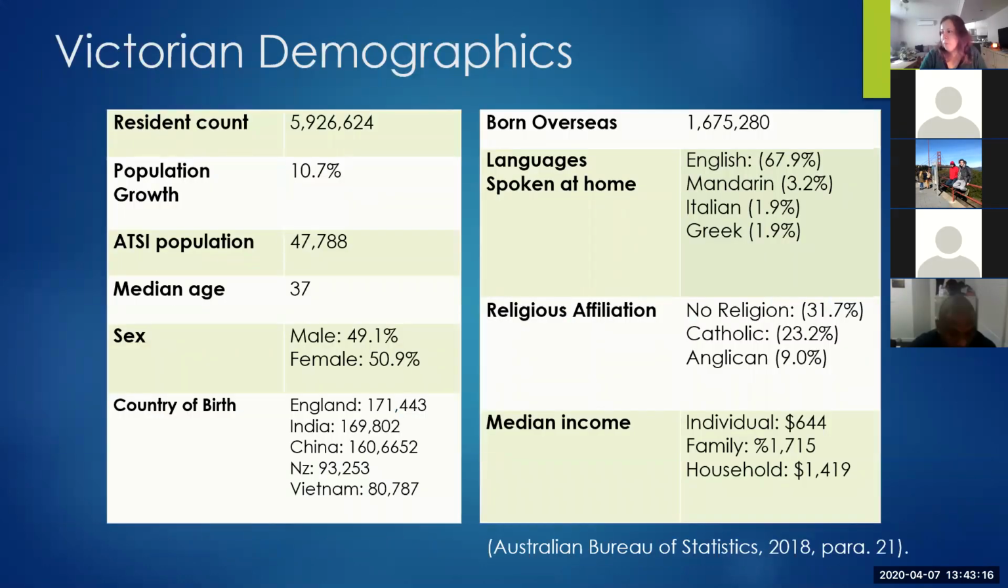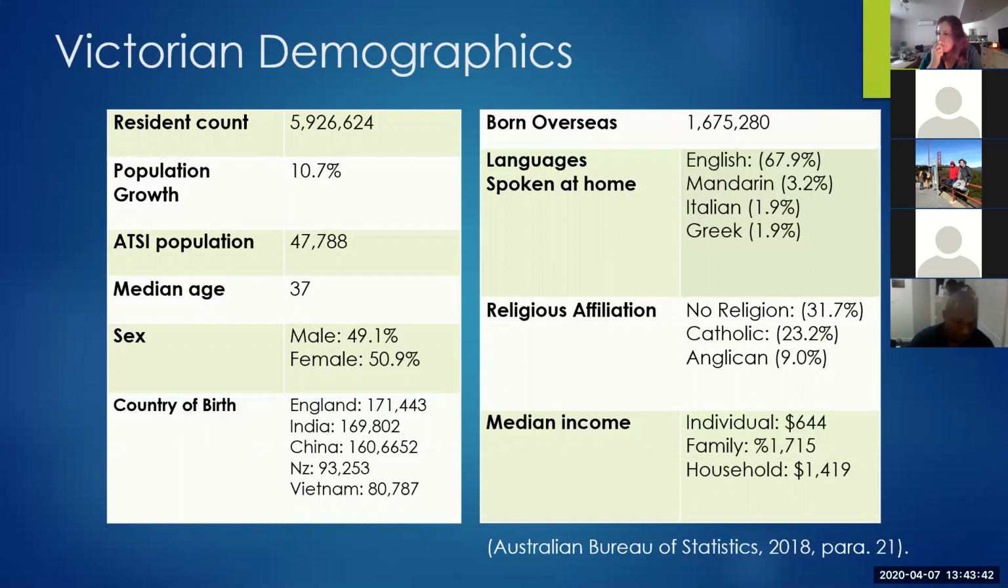Victoria's demographics. We have about 6 million residents. Our population growth's increased by 10.7%. The Aboriginal and Torres Strait Islander population is 48,000. Our median age is 37. We have slightly bit more females than males. So most people were born in England, followed by India, China, New Zealand, and Vietnam. We have about 1.7 million people that are born overseas.